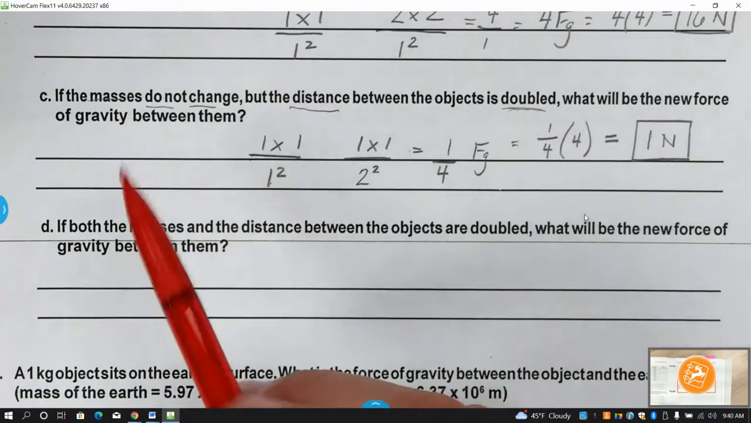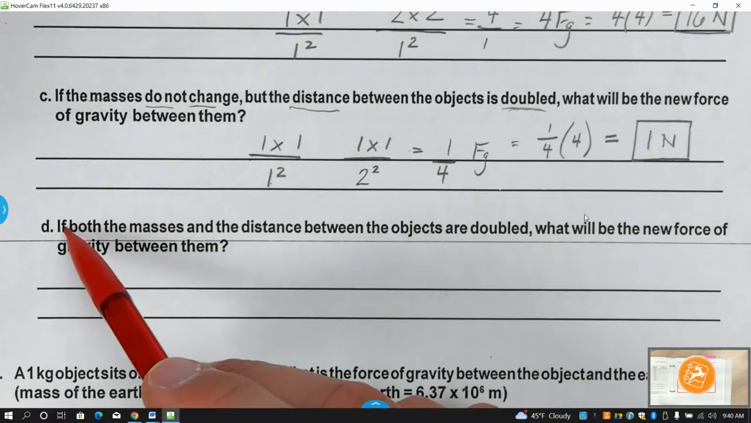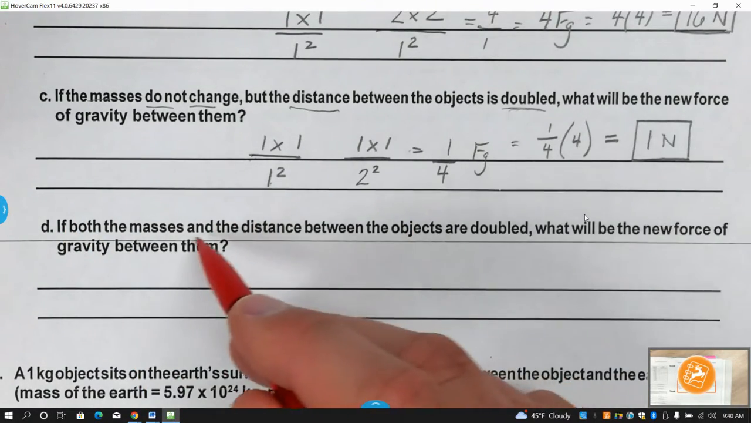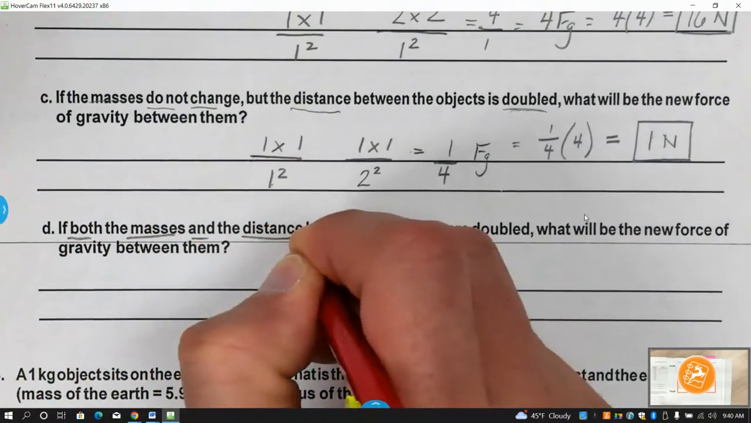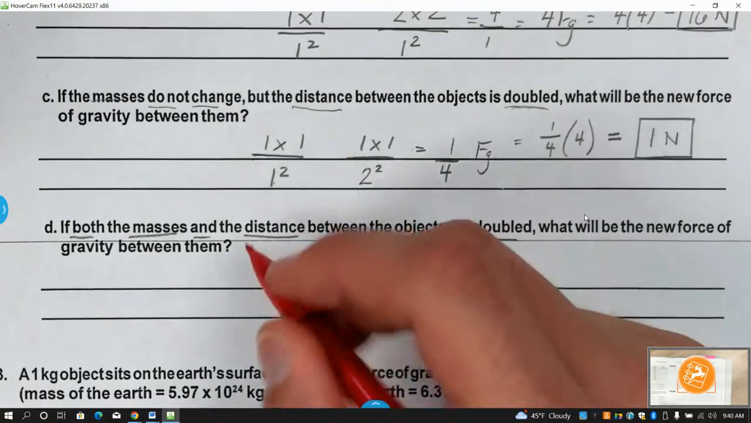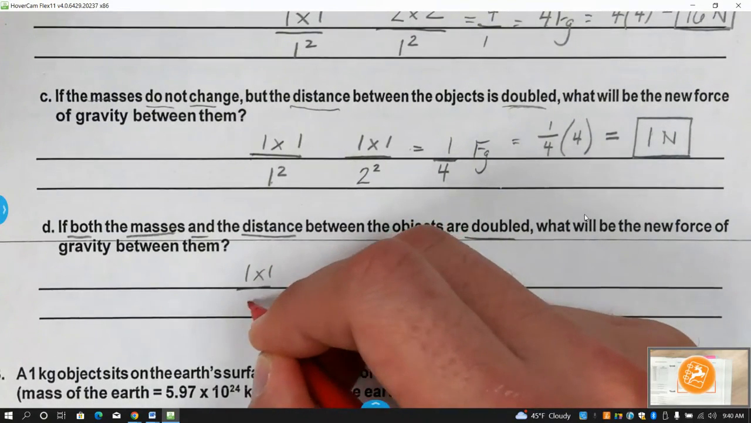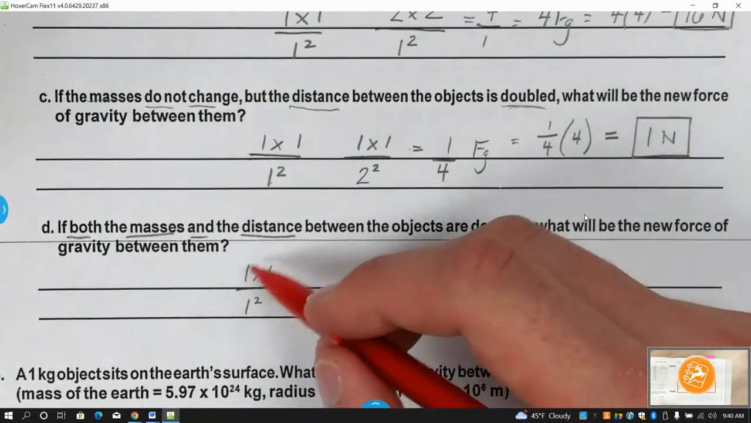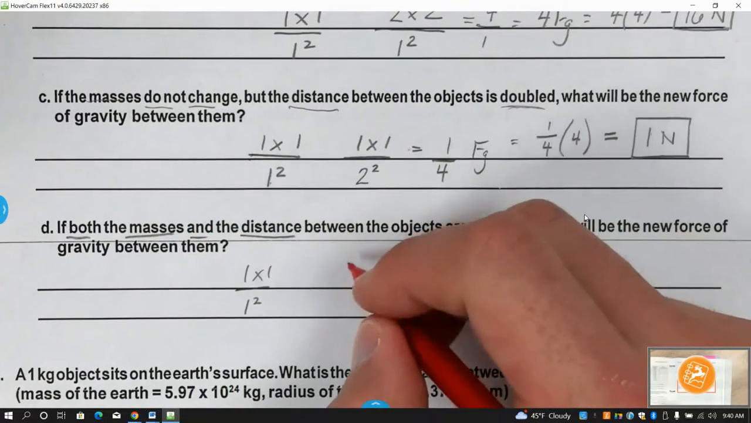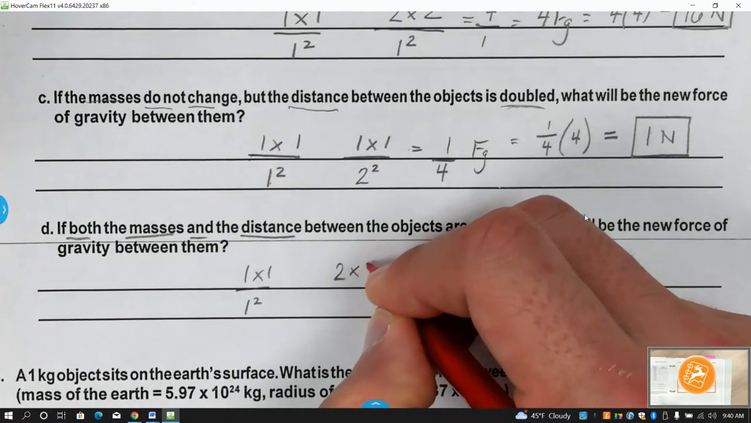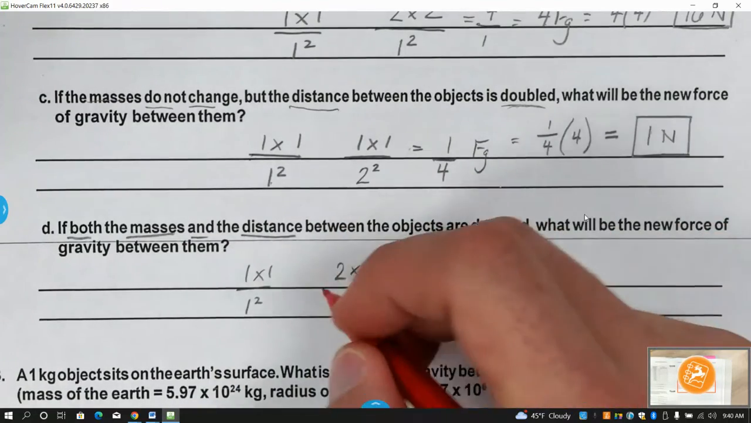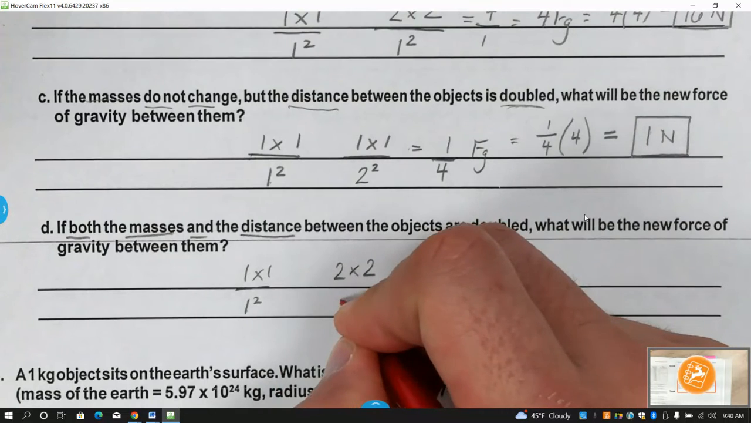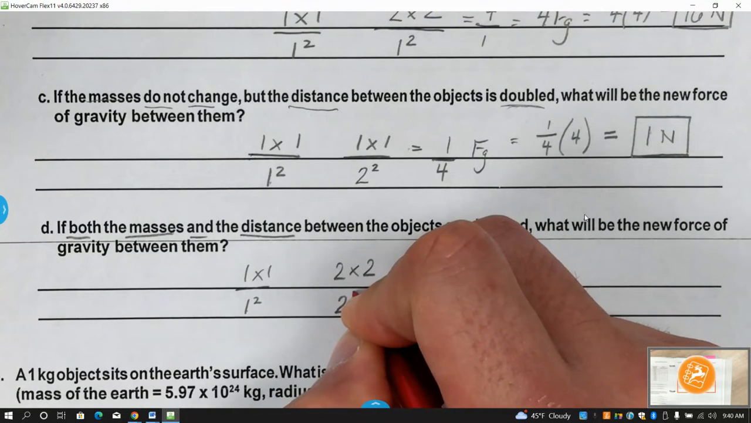Okay, after you've tried that, what's it telling us here, both masses and the distance. All right, so both masses and distance doubled. So here's just your original ones. If both masses doubled, they both become a 2. And if the distance between them doubles, so d on the bottom, we make it 2. And like you guys mentioned before, we can't forget the squared.